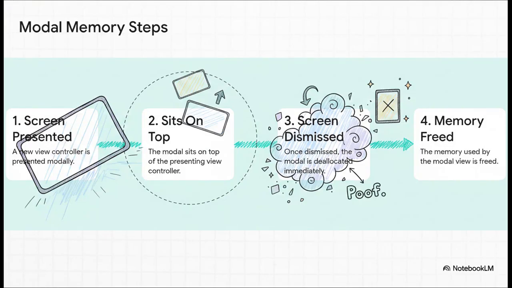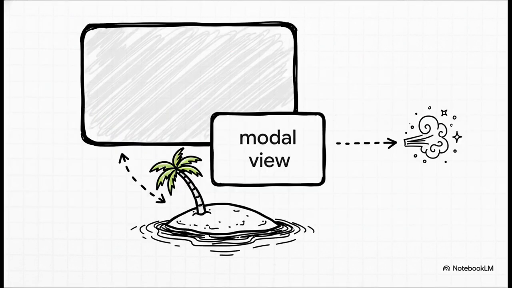And this is where the real magic happens for your app's performance. When you present a screen modally, yeah, it appears on top of the other view controller. But as soon as you dismiss that modal, poof, it's typically deallocated from memory right then and there. The memory it was using is freed up instantly. So think of it this way. A modal view is kind of like an island. It's not part of that larger navigation stack we talked about. Now, the screen that presented it stays in memory, waiting for you to come back. But the modal itself is totally independent. Its whole life in memory is tied to that one action, dismiss.